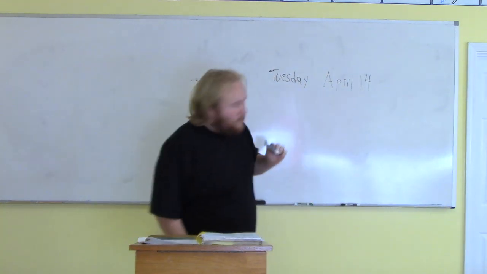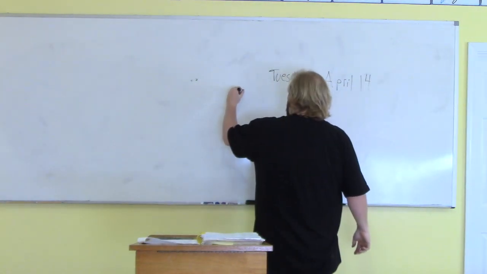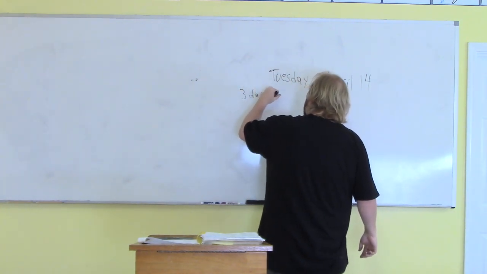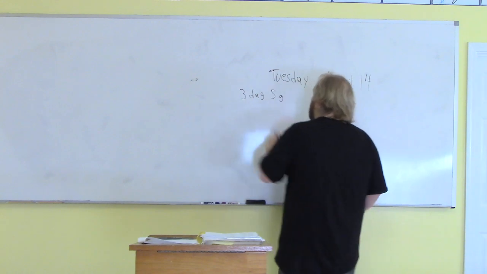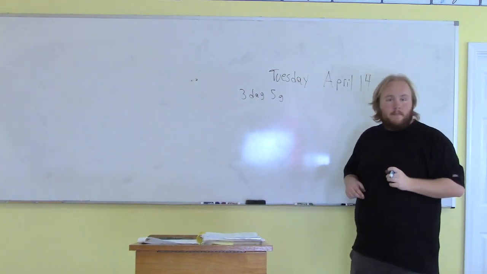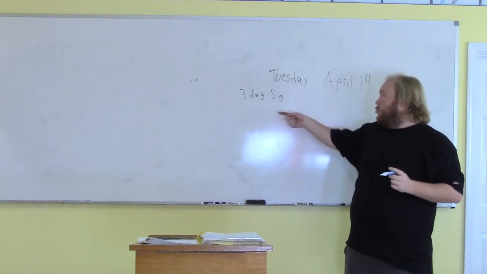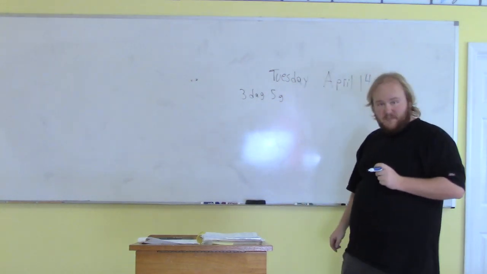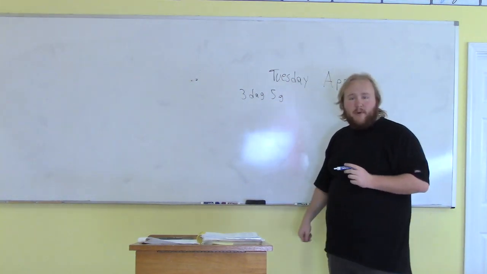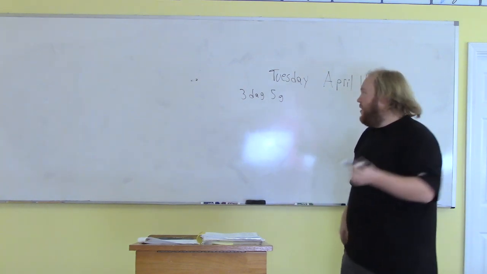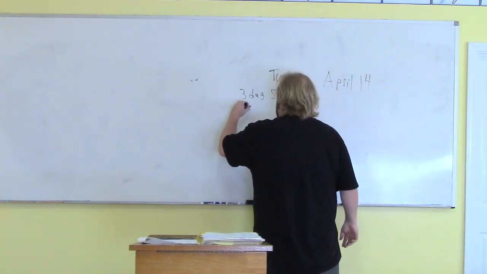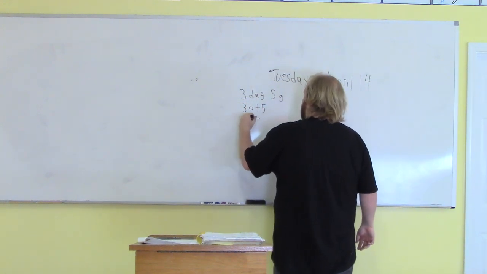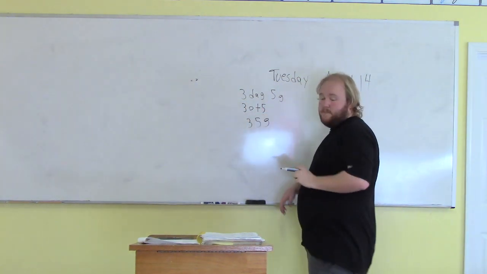All right, 3 decagrams and 5 grams. Which one's a smaller unit? Hopefully you know it is grams. So how many grams in each decagram? 10. There's 3 of them. 3 times 10 is what? That's right, it's 30. So 30 plus 5, you have 35 grams.